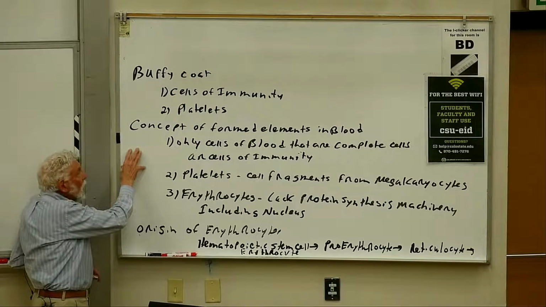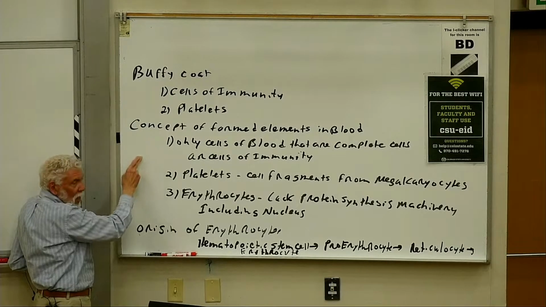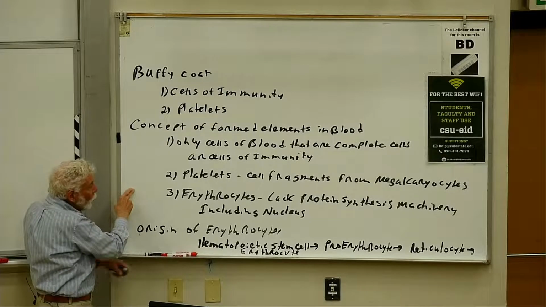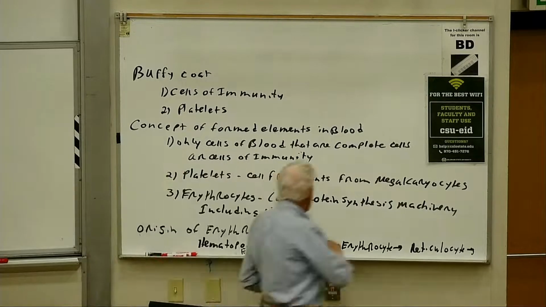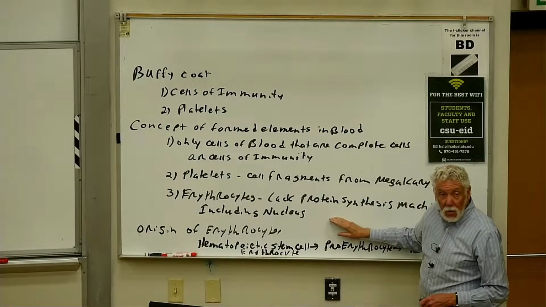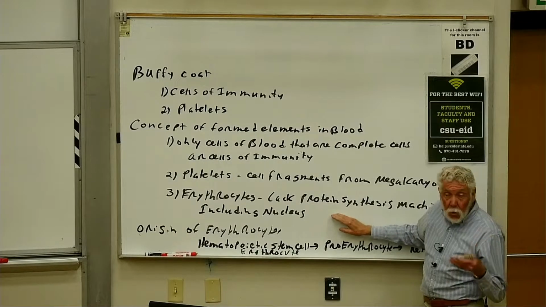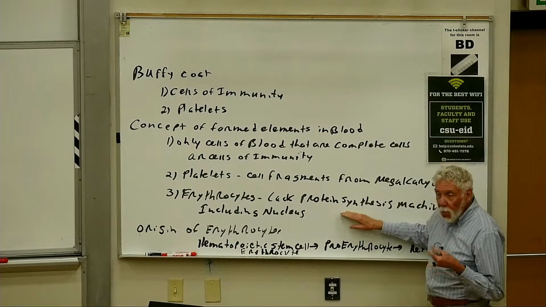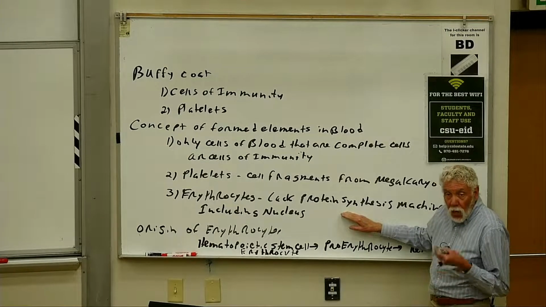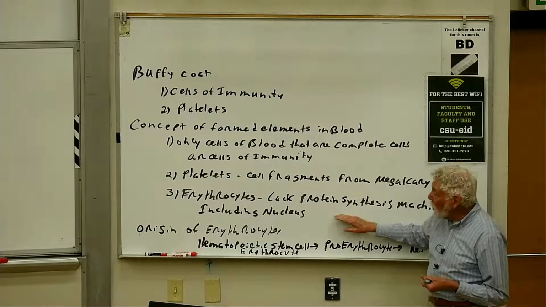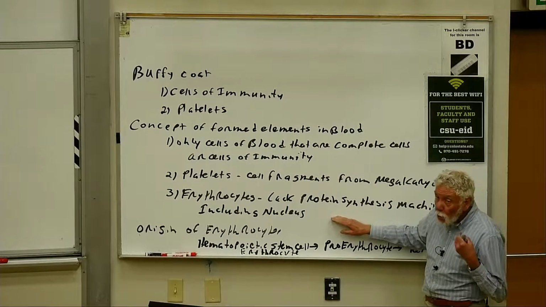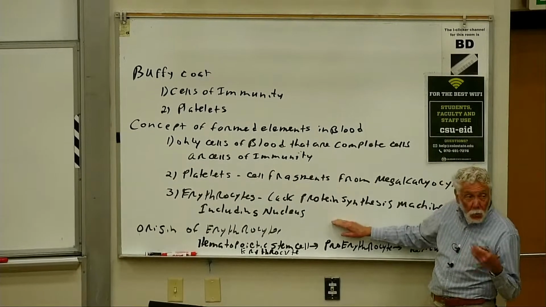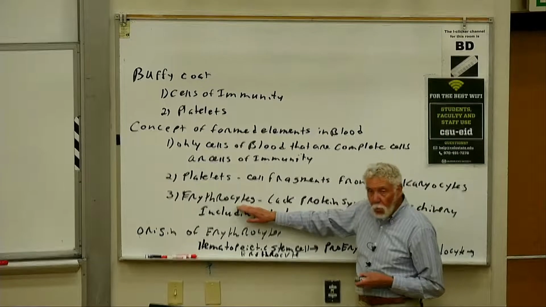So that's why we can't call them a proper cell, we call them a formed element. But the other major formed element we find in the blood are these erythrocytes. We'll often refer to these as red blood cells. They're red because they're chock full of hemoglobin, and that hemoglobin has a red color. But even though we call them red blood cells, they're not true cells. And I try to avoid the term red blood cell and refer to them as erythrocytes.